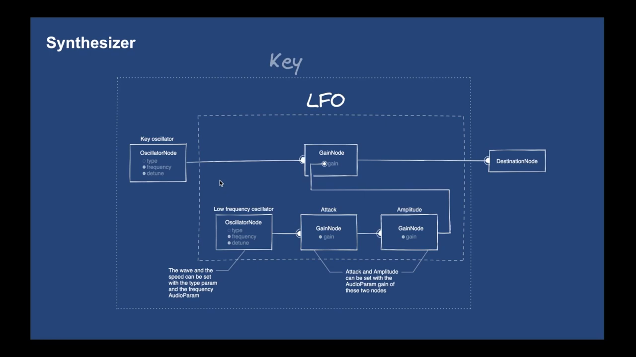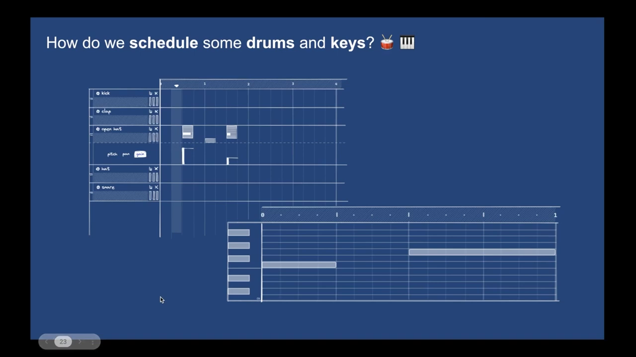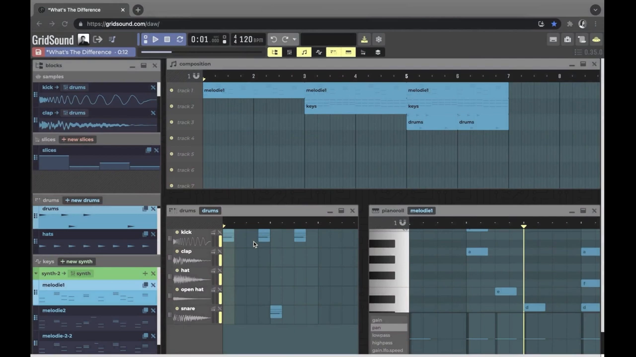Now we've seen audio buffer and audio synthesis through patterns and tools, let's see how to use and schedule them. Composition, piano roll, and drum tools have something in common. They are used to schedule patterns. The piano roll schedules keys to create keys patterns. The drums tool schedules buffers patterns to create drums. And the composition schedules all the patterns to create your own music.